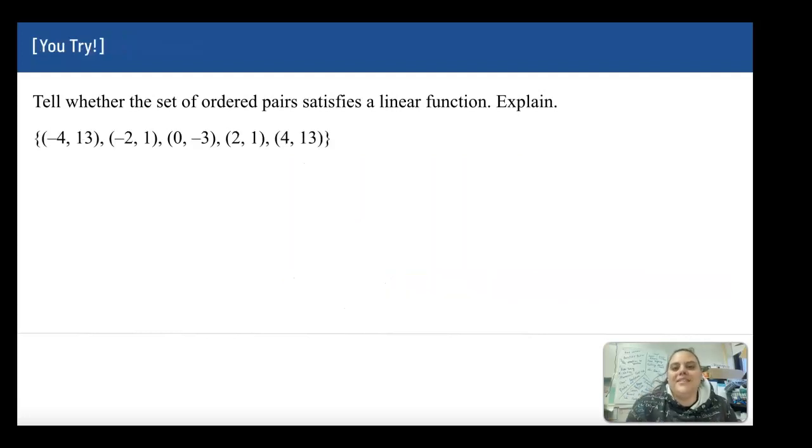As the final part of this lesson, you try one more problem. See if you get, is it a linear function or is it not?